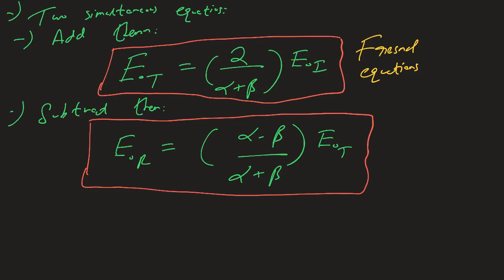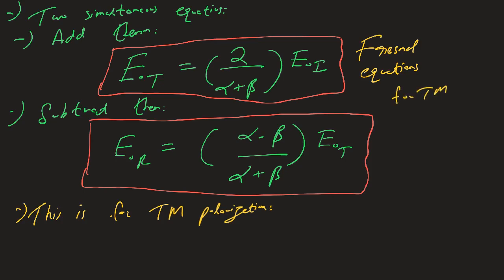So now not only do we understand how much light reflects or transmits when it goes from one dielectric to another, we also understand what happens as a function of angle. And very interesting things happen when alpha becomes equal to beta, so on and so forth. So of course everything that we've done is for TM polarization. And so these are the Fresnel equations for TM polarized light.